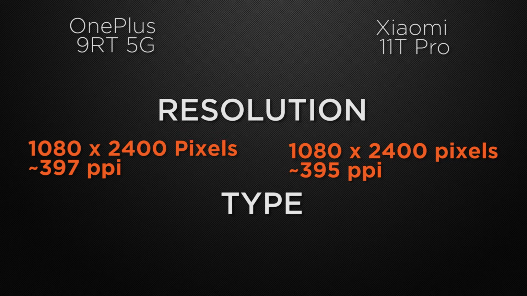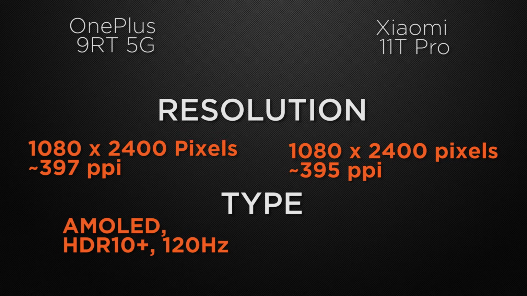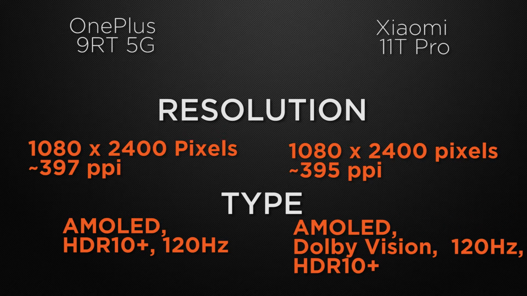About the display type of the devices, 9RT has an AMOLED display with a 120Hz refresh rate and HDR10+ support, whereas 11T Pro has an AMOLED display with a 120Hz refresh rate and HDR10+ support with Dolby Vision. So the winner here is 11T Pro because it has Dolby Vision. Because of that, it can produce sharper images and vibrant colors.